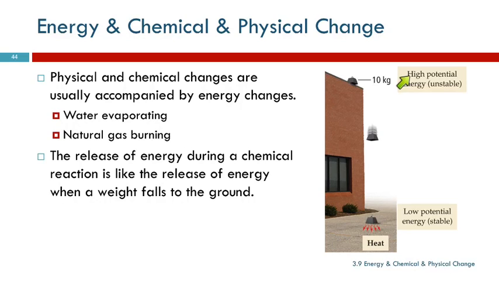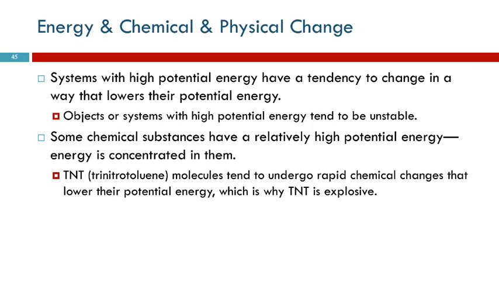Things with high potential energy are unstable. Things with low potential energy are stable. And what we observe in nature is things tend to go from an unstable state to a more stable state, from a high energy situation to a low energy situation. Just like when you push something off of the top of a building, we can predict what's going to happen. It's going to fall down. It doesn't just keep going sideways. It doesn't float up. It goes down, right? So systems with high potential energy tend to change in a way that lowers that potential energy.